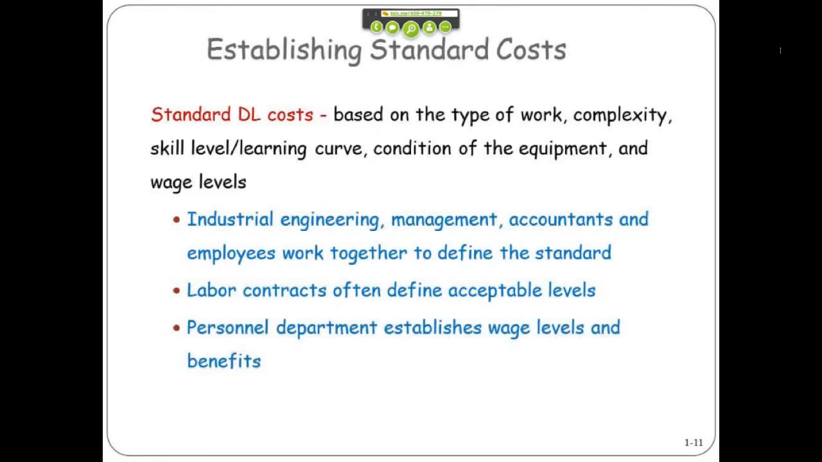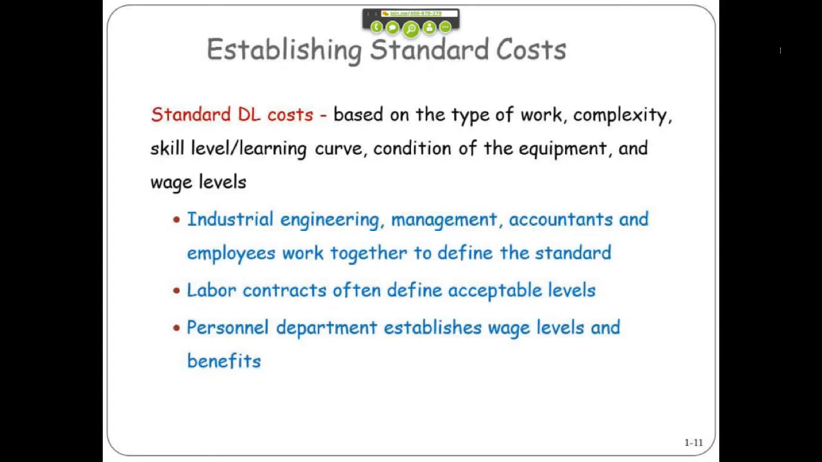Direct labor. Standards in direct labor are a little bit trickier. It's based on the type of work, the complexity, the skill level, whether there's going to be a learning curve, the condition of equipment. There's a trade-off between machines and labor, right? You may choose purposefully to continue to have old machines, which will require more labor. Or you may say, we'll purchase brand new machinery and reduce our labor. You may trade that off for a variety of reasons.